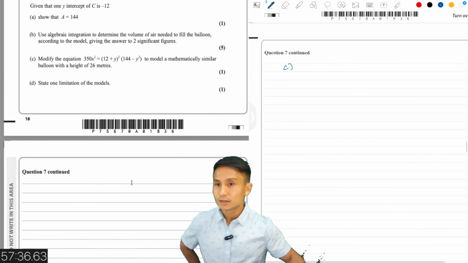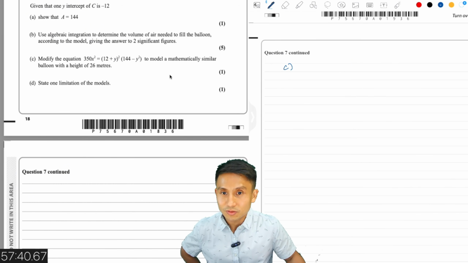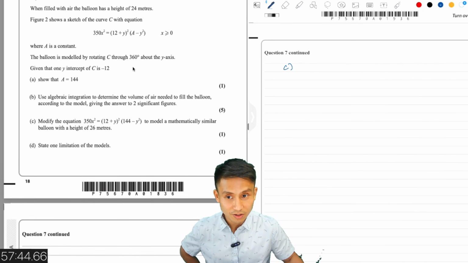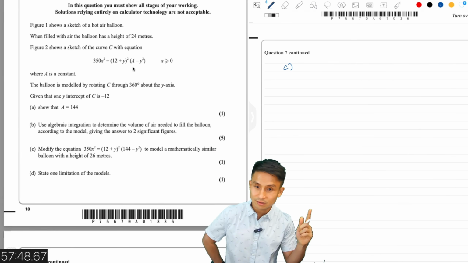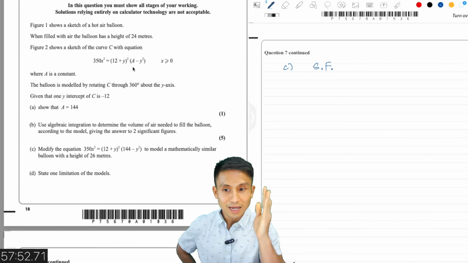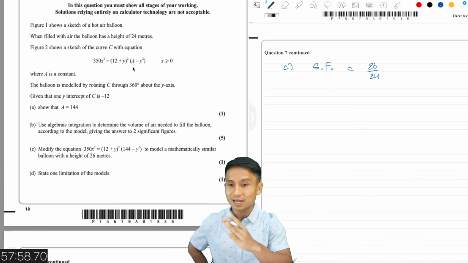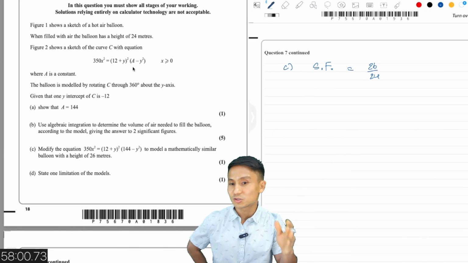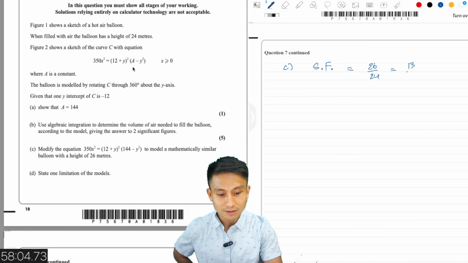Part C. Modify the equation to model a mathematically similar balloon with a height of 26. Okay, so this is a scale factor. Yeah, a scale factor, because the height is one dimension, so the scale factor is 26 over 24, because the previous height is 24, the new height is 26. Okay, you can simplify that, it's 13 over 12.